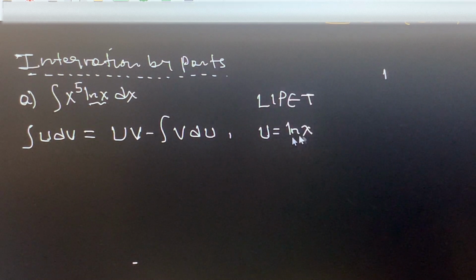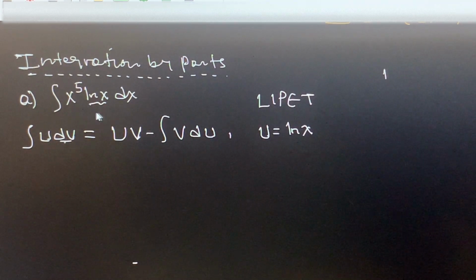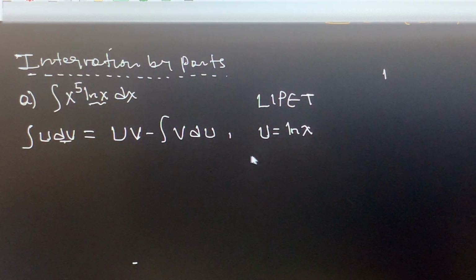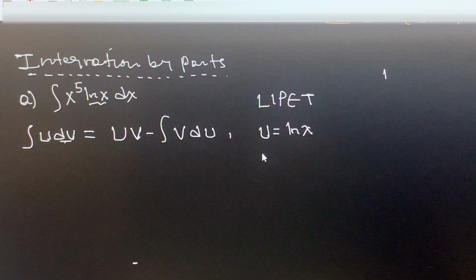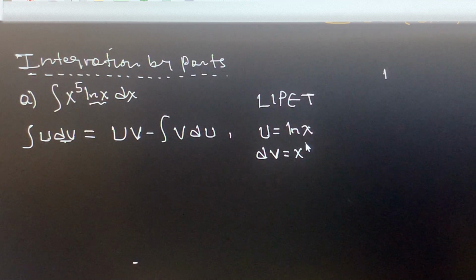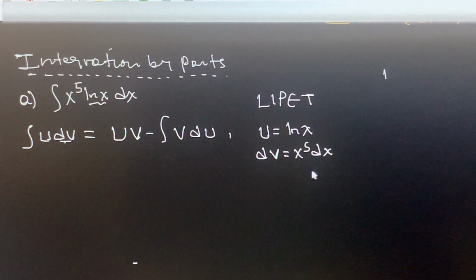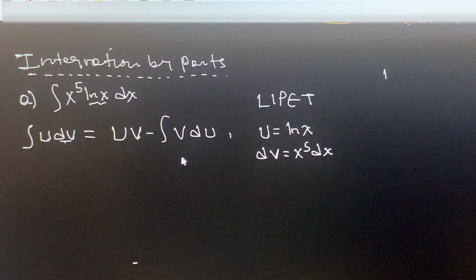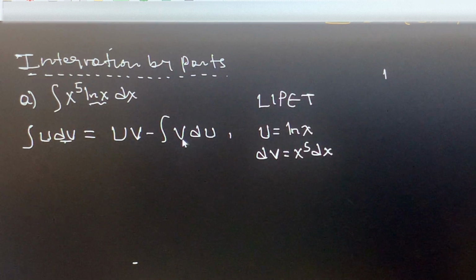ln x. Once I decide my u, everything that is remaining is going to be the dv. So I can just say dv is equal to x to the power of 5 times dx. Very good. Now I have the u, and I have the dv.